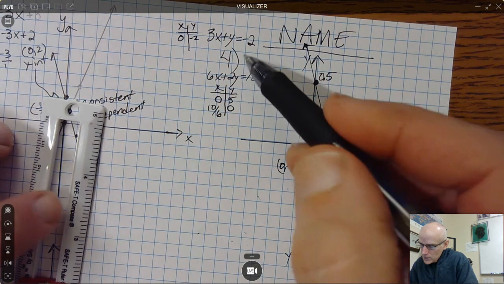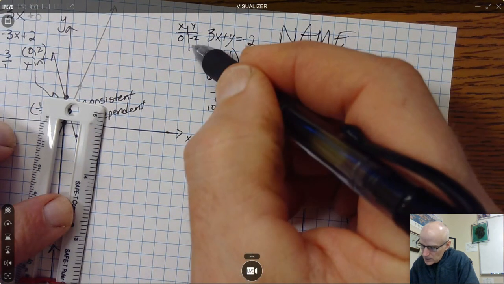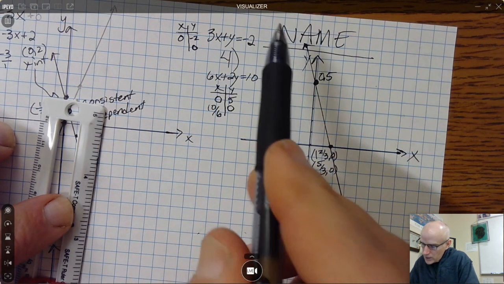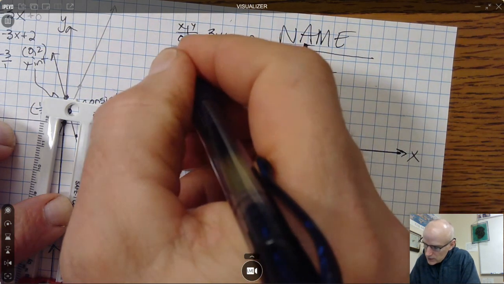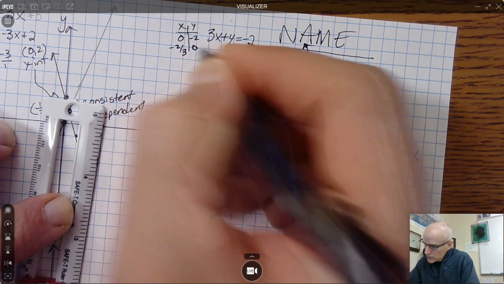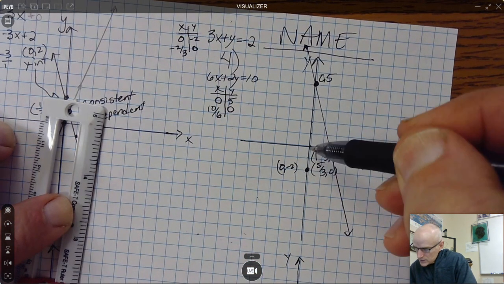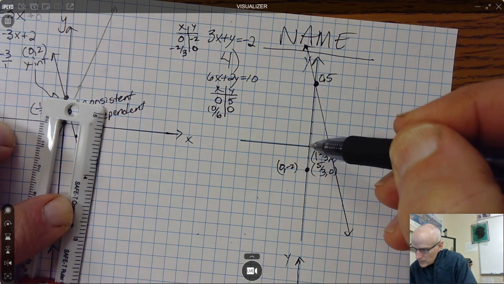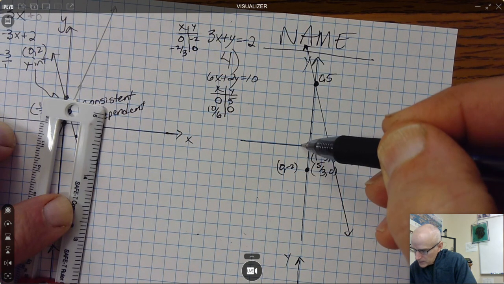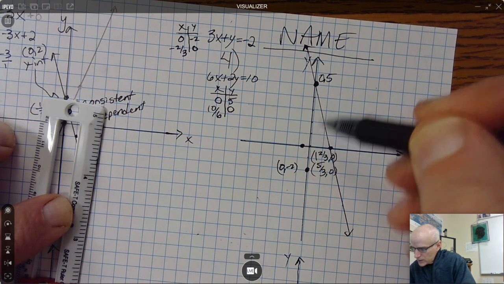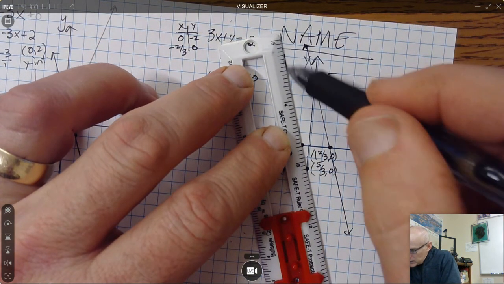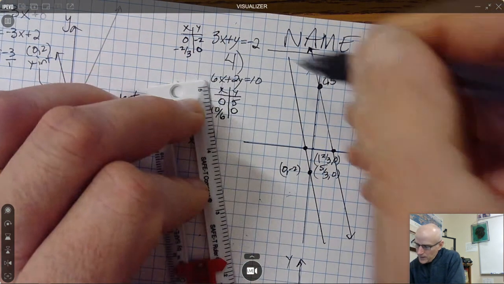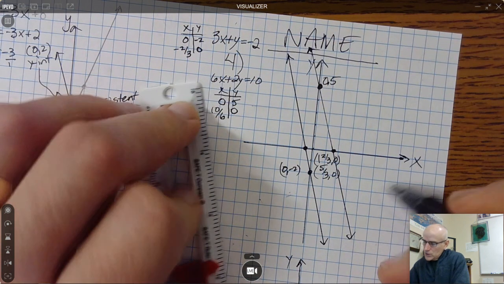Now I'm going to graph the x-intercept. So I put a 0 in for y, and I get negative 2/3. So let me put down negative 2/3. So let's see, where the heck is that? I've got to go over to negative 2/3, maybe right in here. Okay, let's connect those 2 points together. And what do these two lines look like? Woo, they look parallel to each other.